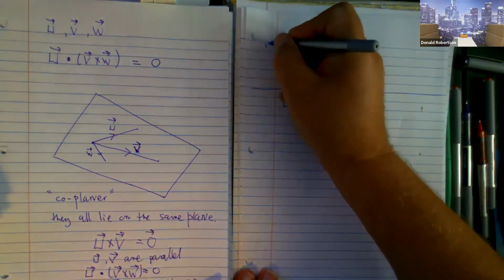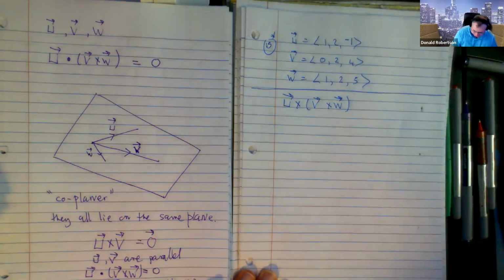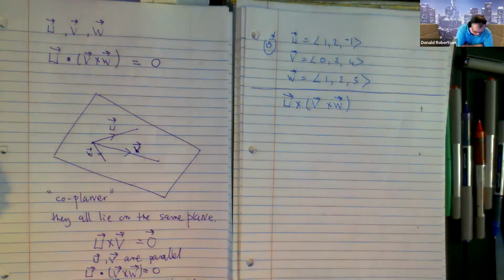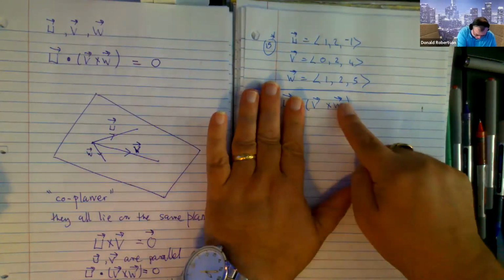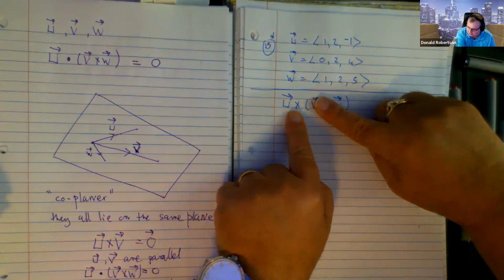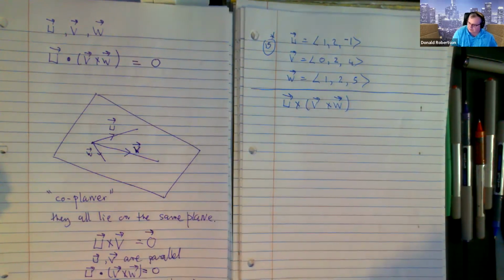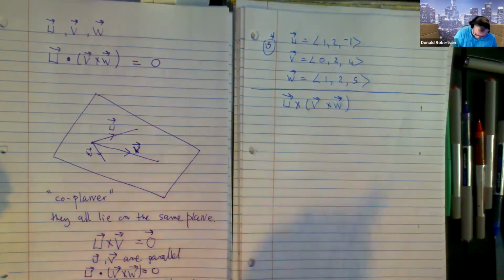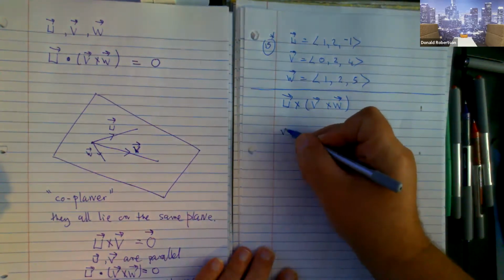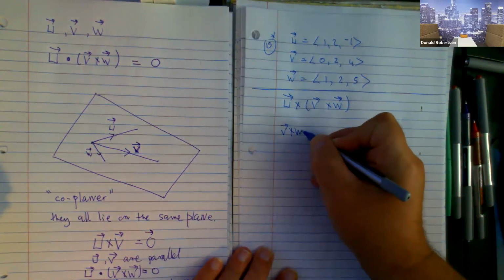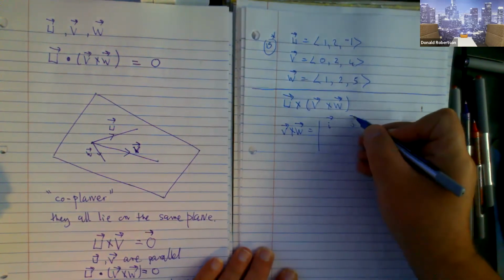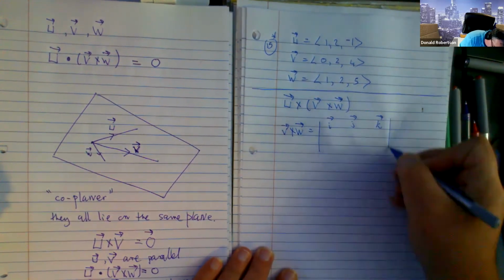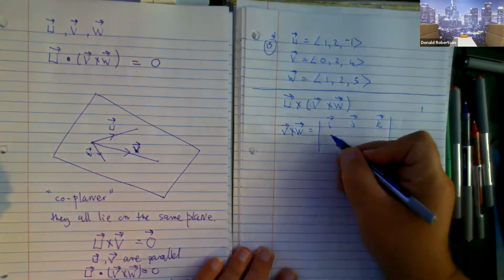And by the way, question 15 is like this one. What would you do first? V cross W. Agreed. Wouldn't you need to know this guy before you could do that, right? So jump right in. Let's find those two guys. We should be professionals at doing these things by now.